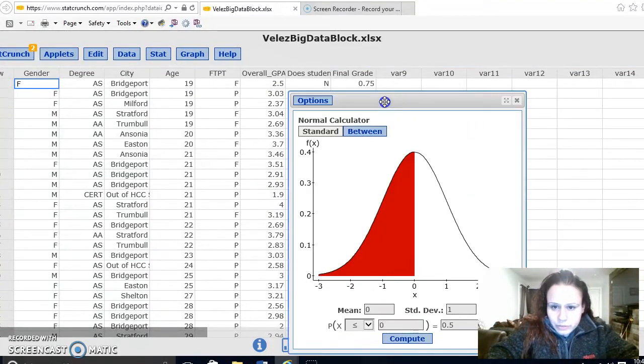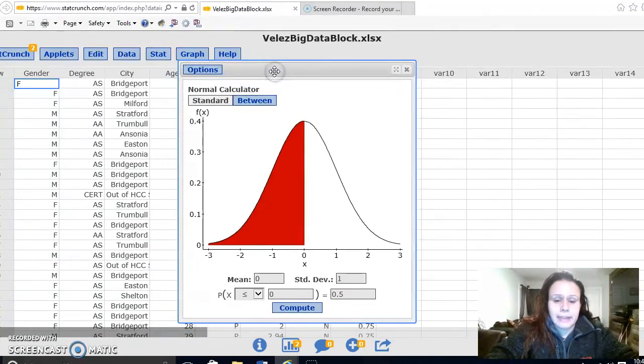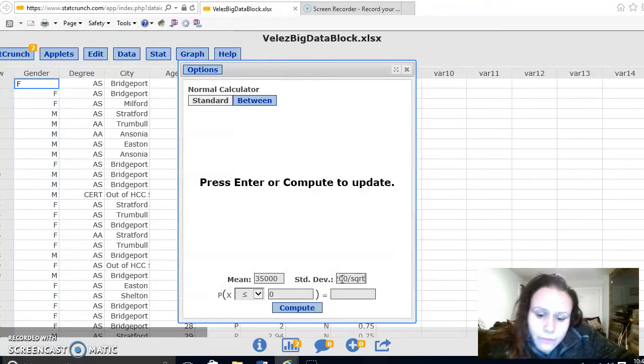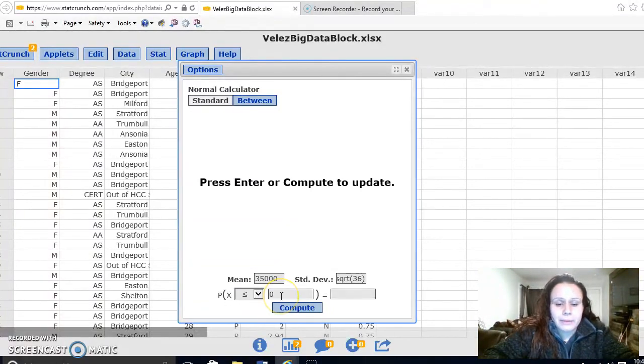All right, let me move this so you guys can see. Now let's plot that. We know that the mean is 35,000. The standard deviation is 72,000. Now we're going to divide that by the square root of 36 teachers, right? Now we want to know the probability that their mean salary is lower than 32,000, so let's write 32,000 there.